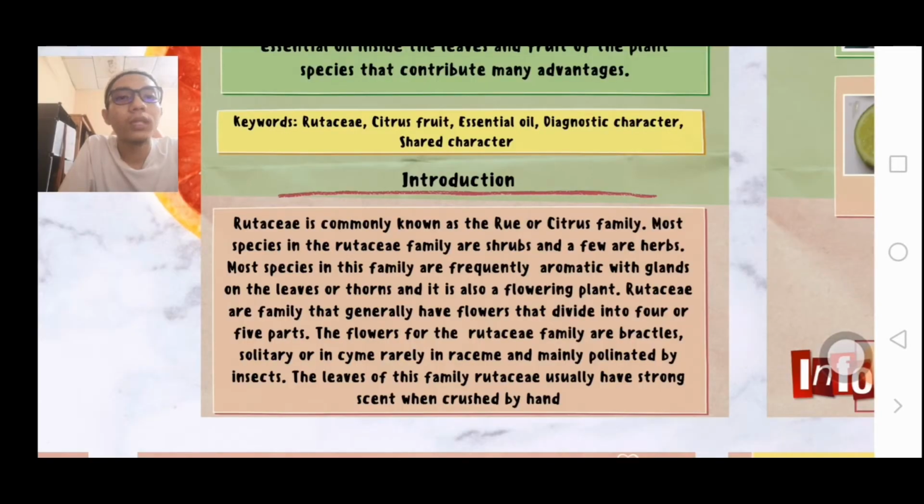For the introduction, Rutaceae is commonly known as the rue or citrus family. Most species in the Rutaceae family are shrubs and a few are herbs. Most species in the family are frequently aromatic with glands on the leaf or thorn, and it is also a flowering plant. Rutaceae generally have flowers that divide into 4 or 5 parts. The flowers of the Rutaceae family are bractless, solitary or in cyme, rarely in raceme, and mainly pollinated by insects. The leaf of the family Rutaceae usually has a strong scent when crushed by hand.